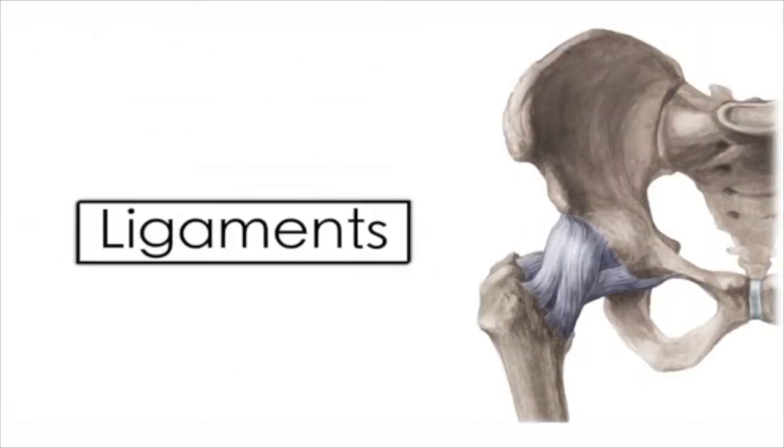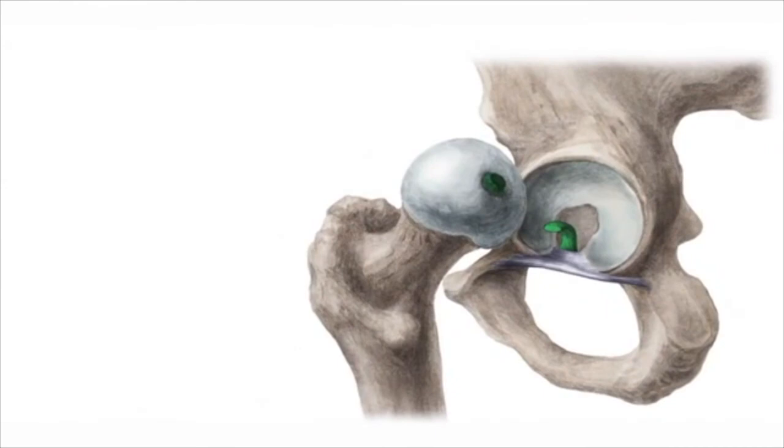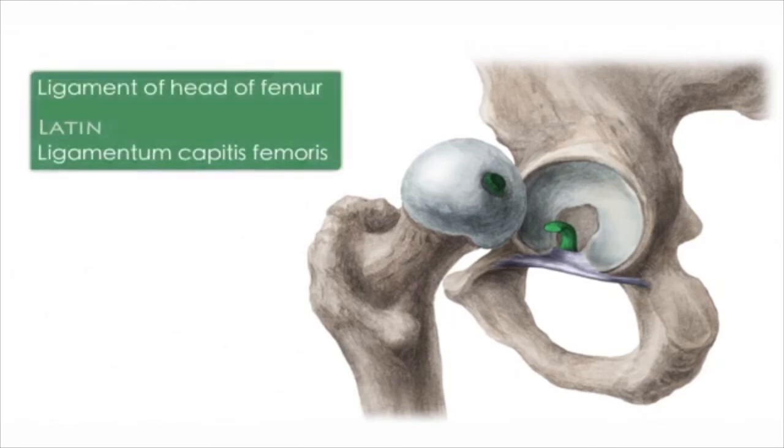The ligaments. Now, the ligaments that connect the femur to the hip bone or vice versa. The first one that we're going to talk about is one that I've discussed briefly when I talked about the head of the femur. And this is, of course, the ligament of the head of the femur. Now this ligament extends, as you can see here, from this portion here of the acetabular notch all the way to this depression here on the head of the femur.